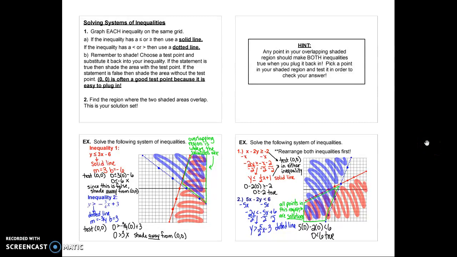Now, when you do these on the pretest and on the practices, it would be really recommended that you use some colored pencils so that you can see where they overlap. Okay? If you're using the colored pencils, it makes it much easier to find that final answer section.